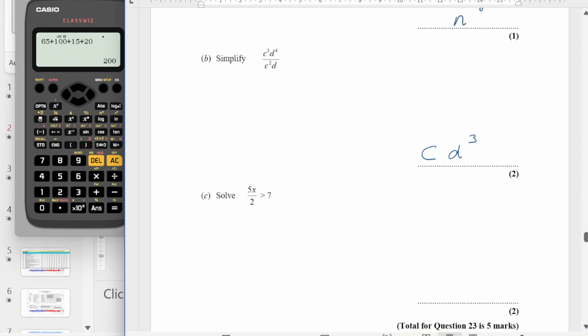And then for part C, solve, we're going to get rid of the divide by 2 by times-ing by 2. We're treating an inequality just like an equation, so that would be 5x is greater than 14. Divide both sides by 5. That gives us x has to be greater than 14 over 5 would be fine. I'm going to go a bit further and say that that would be 2 4/5, or 2.8. That would also be fine. But like I said, 14 over 5 would be absolutely fine. We've just gone a bit more.